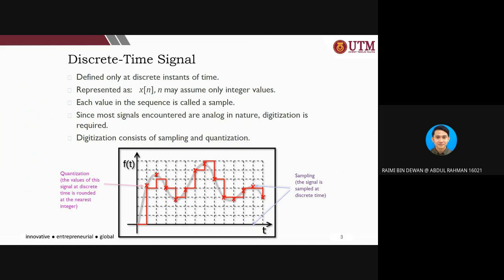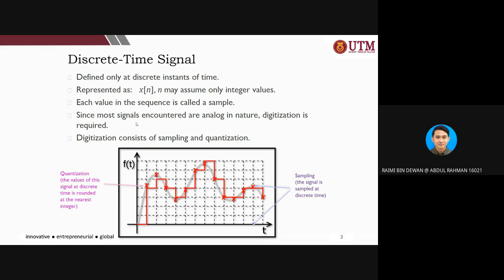It is represented as x in brackets of n. n may assume only integer values. If it's continuous, we will have a small t inside instead of n, but for discrete time, we have an n here, and it assumes only integer values. Each value in the sequence is called a sample. The values inside here are called samples.